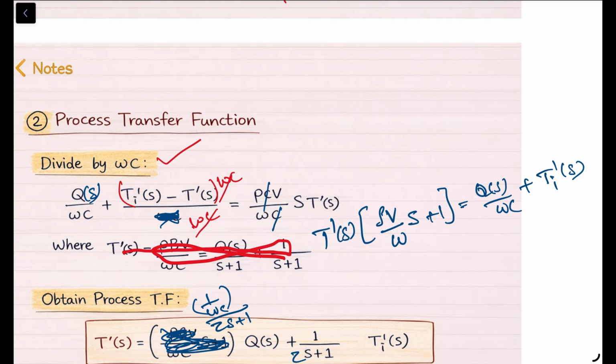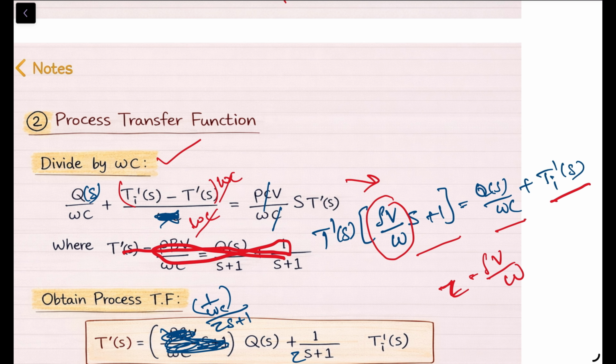Now rearrange this equation. Make it common of T dash of S. That means rho V by W into S plus 1 equals QC by WC plus TA dash of S. Here we should think about what is rho V by W. This is what we define as the time constant of the process. That means tau equals rho V by W, the time constant of the process.